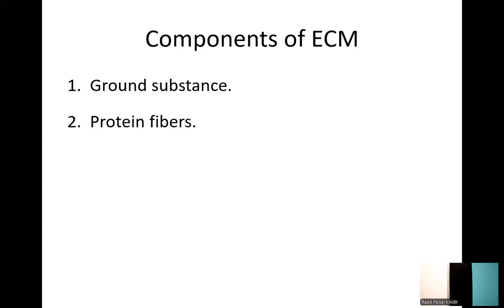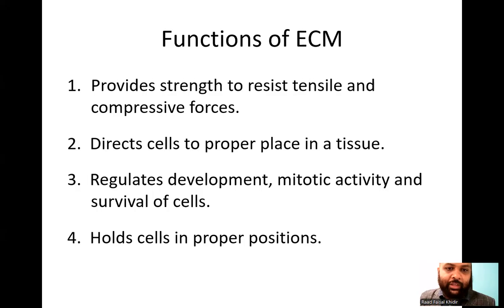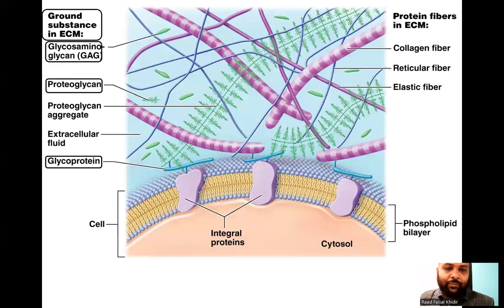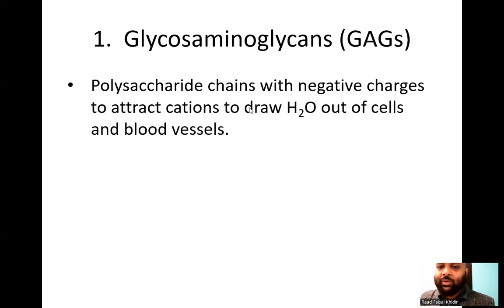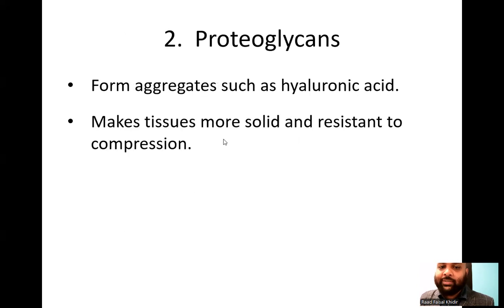These ones are important for water balance, osmosis, and the proteoglycans form aggregates such as hyaluronic acid. But what does that do? It makes the tissue solid. Yeah, that gives tensile integrity. So if we go back here, that's what they do. First, we learned about GAGs, the glycosaminoglycans, and they are important to draw water outside of the blood vessels. And proteoglycans form aggregates such as hyaluronic acid, and they make the tissue more solid and resistant to compression.